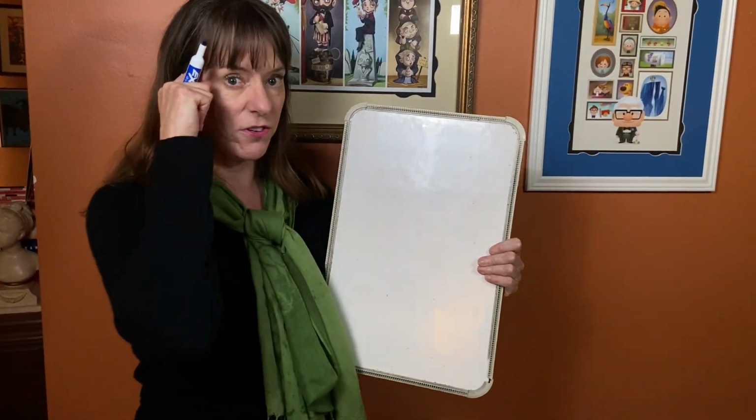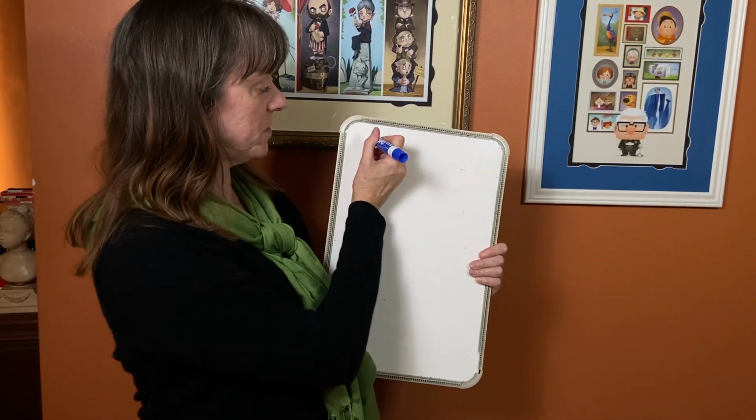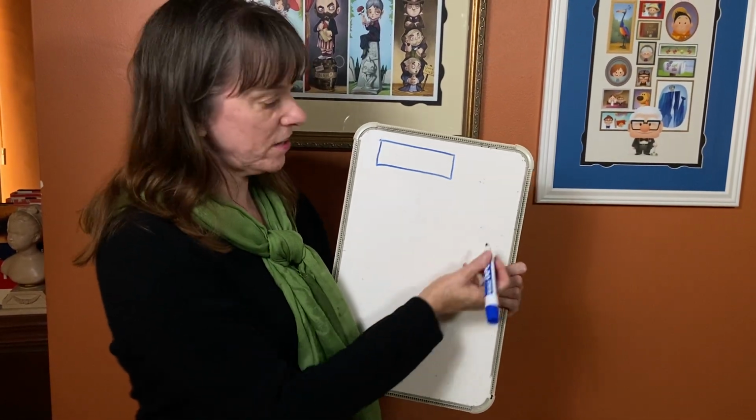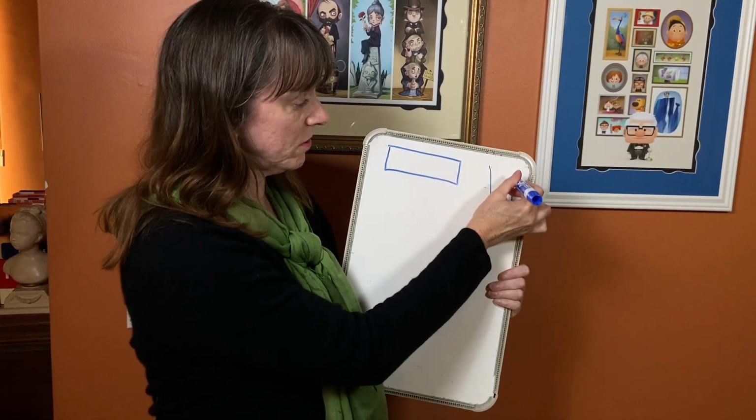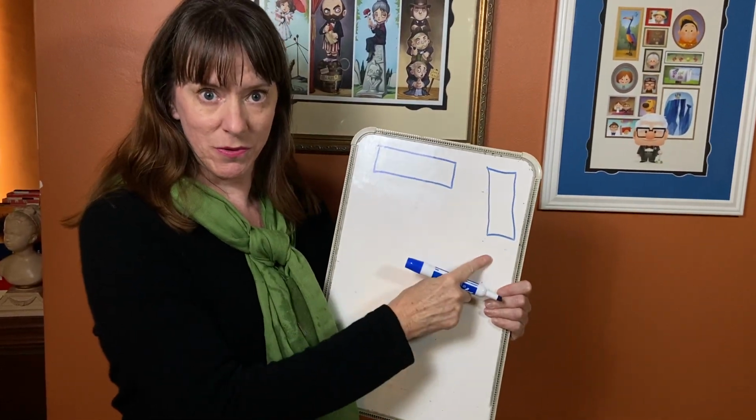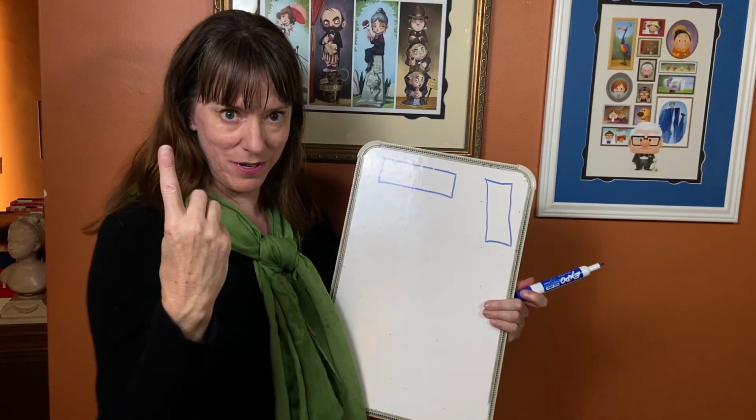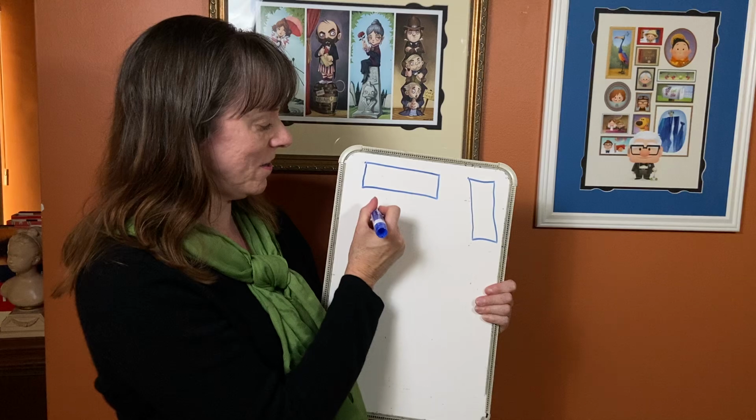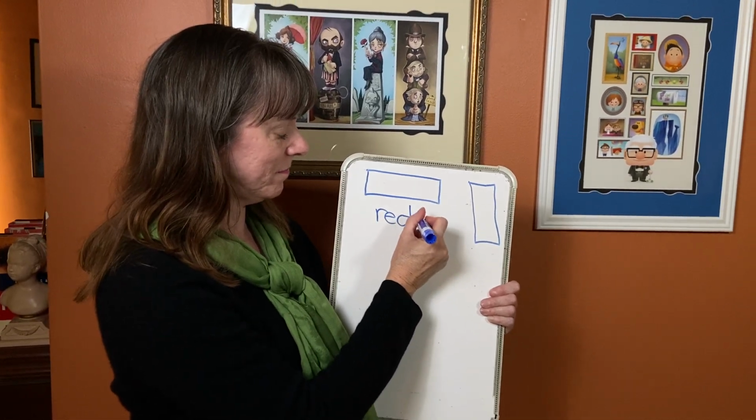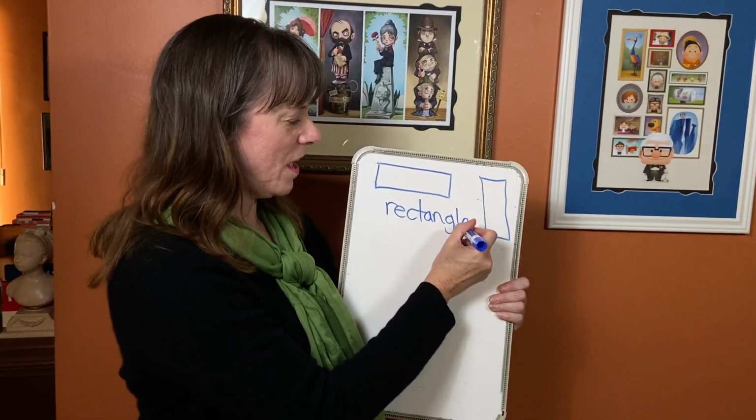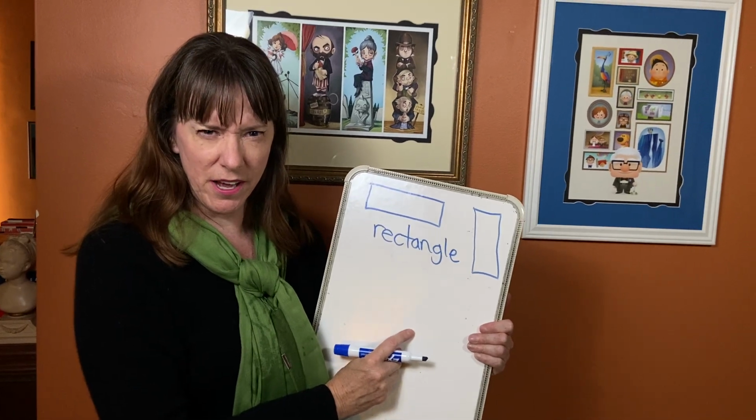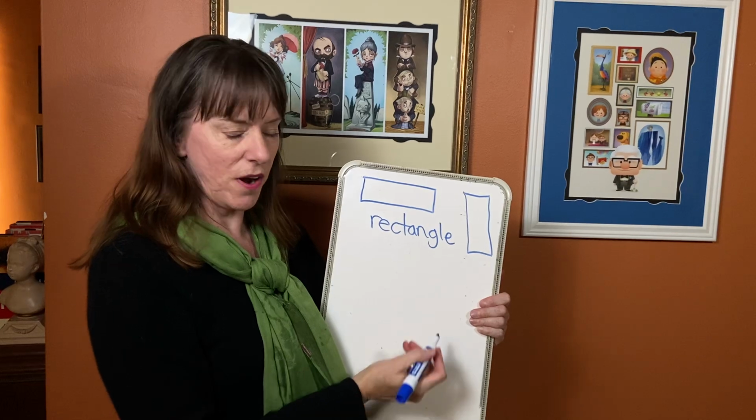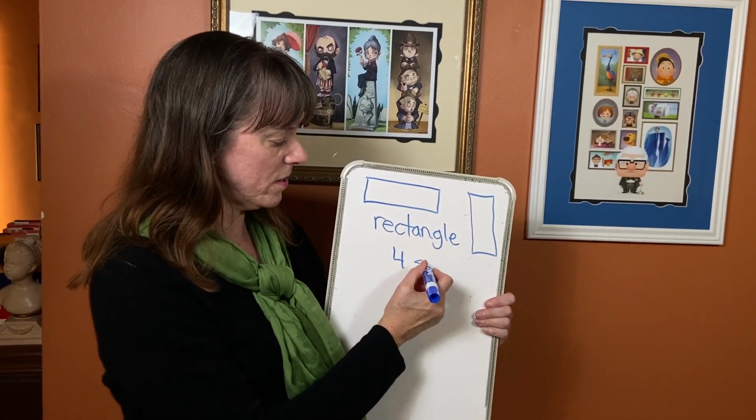I'm going to draw a shape, and I want you to think in your head what this shape is. Could look like that. Might look like that. What's the shape? Say it on the count of 4. 1, 2, ready, go. That's right. This is a rectangle. How many sides does a rectangle have? Let's count. That's right. A rectangle has 4 sides.